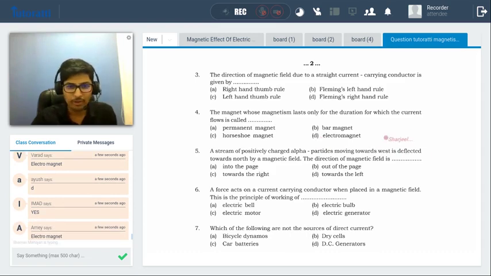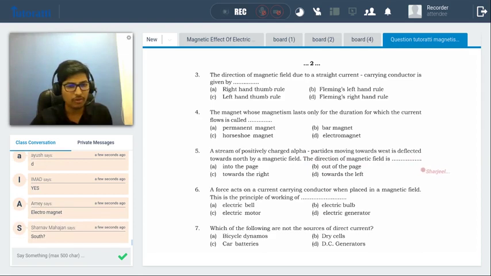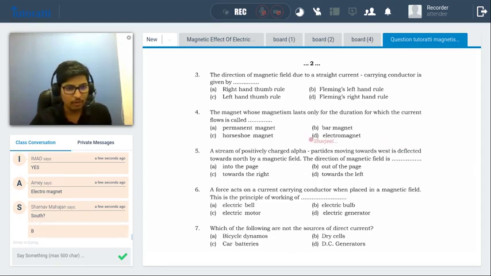Yes. All right, Imad. A stream of positively charged alpha particles moving towards west is deflected towards north by a magnetic field. The direction of the field line is, what do you think? You know east, west, north, south directions, everyone knows. That would be what? Into the page, out of the page, south. There's no option of south anywhere. Shadna, there's no option called south over here. B. Sorry, out of the page.